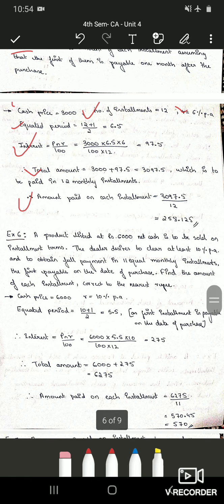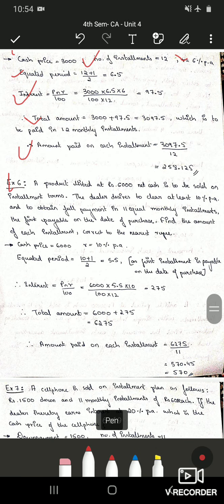The sixth problem is a product listed at rupees 6,000 net cash is to be sold on installment terms. The dealer desires to clear at least 10% per annum and obtain full payment in 11 equal monthly installments. The first payable on the date of purchase. Find the amount of each installment corrected to the nearest rupee.